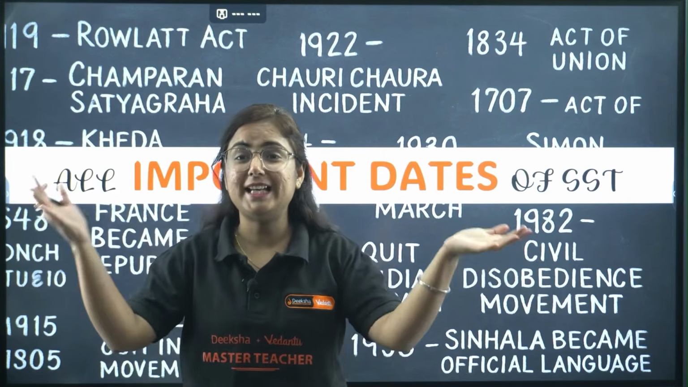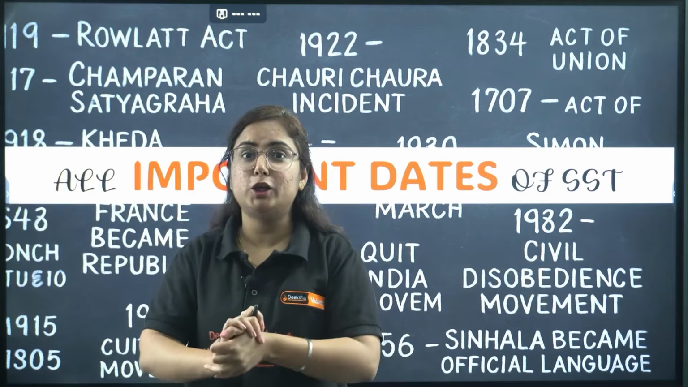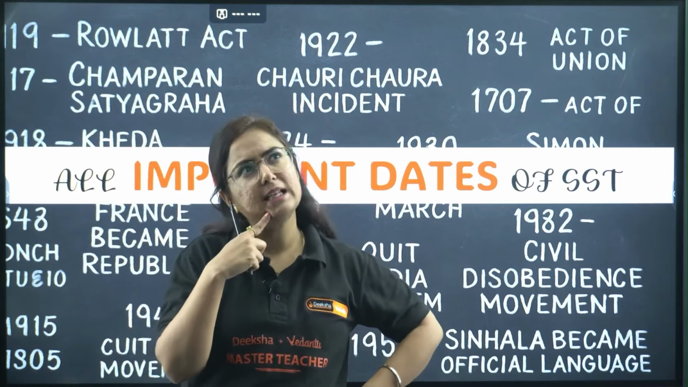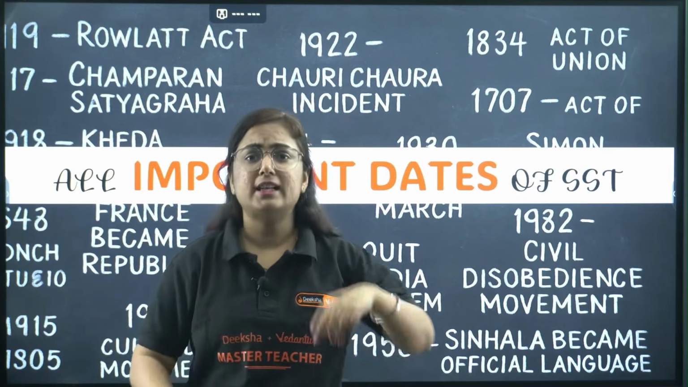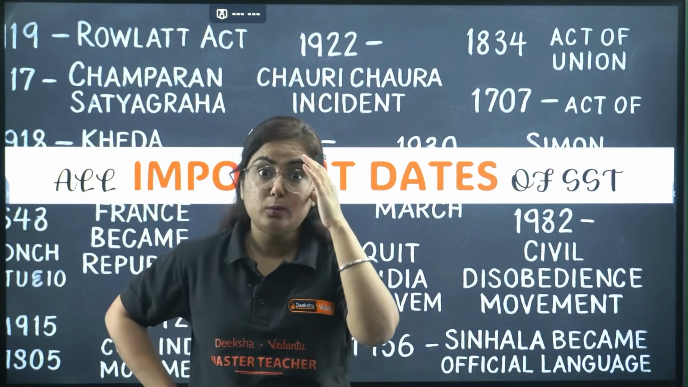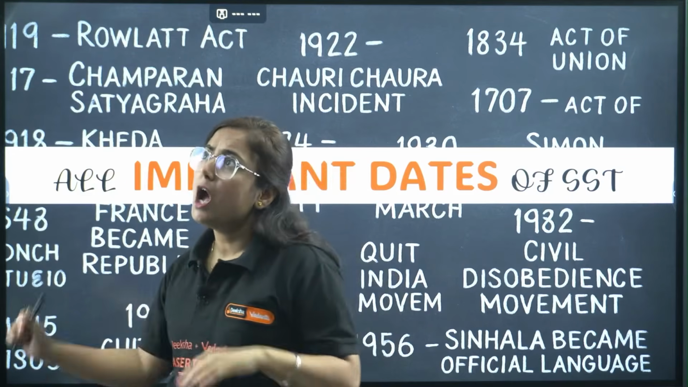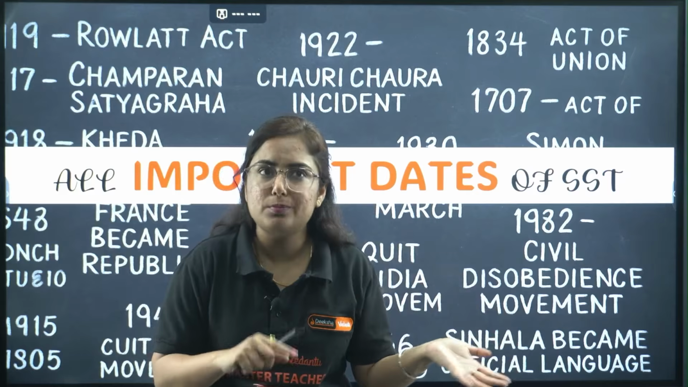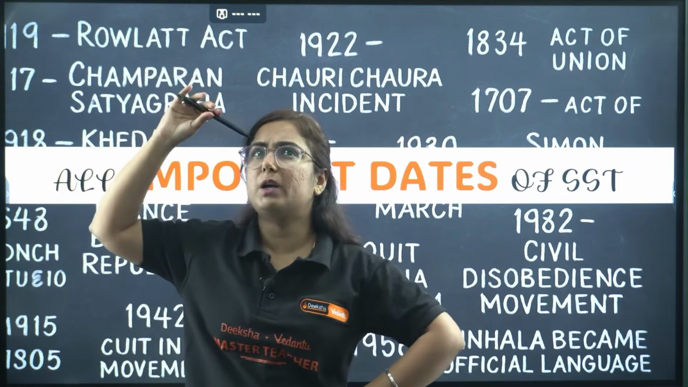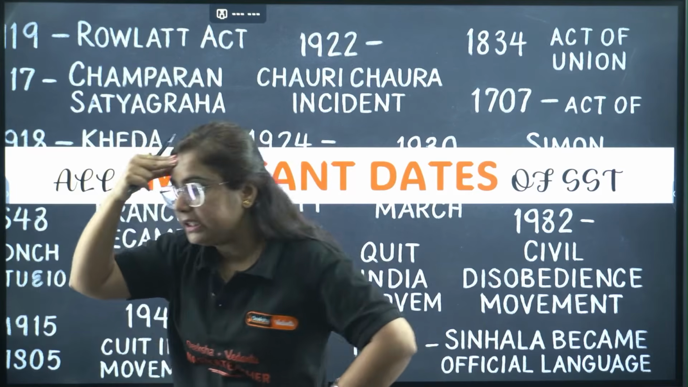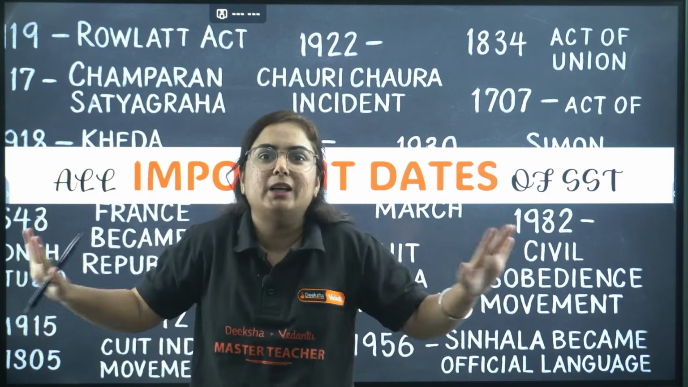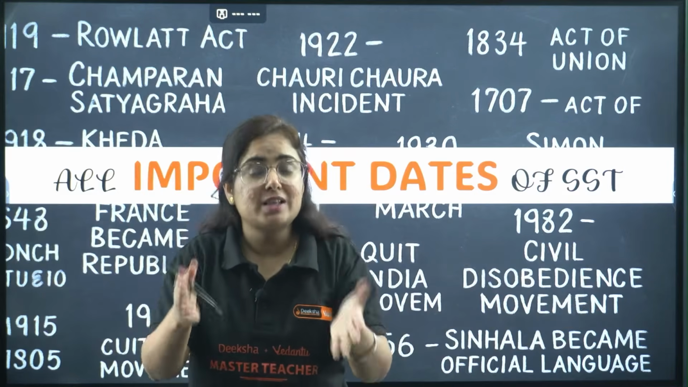SST is very easy until the dates start attacking you like rapid fire. 1919 it was Rowlatt Act and against it Satyagraha started. 1917 it was Champaran, 1918 Kheda, but I forget what else was there in 1918. Moving to nationalism in Europe, 1789 it was French Revolution, 1848 France became a republic, and so many dates out here. Suddenly your brain realized that bro, I am done with dates. Is this what's happening with you?